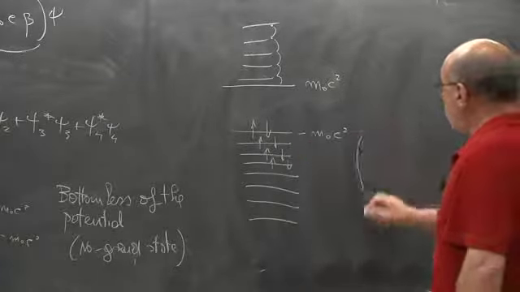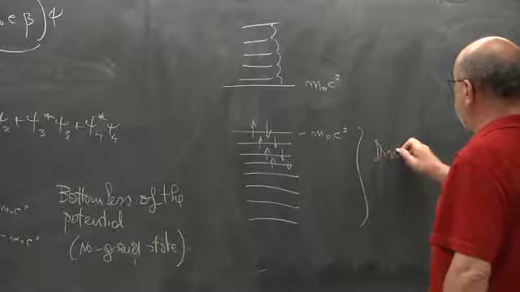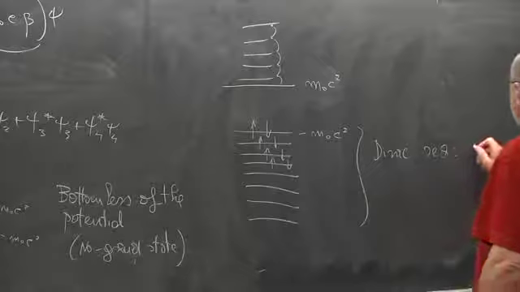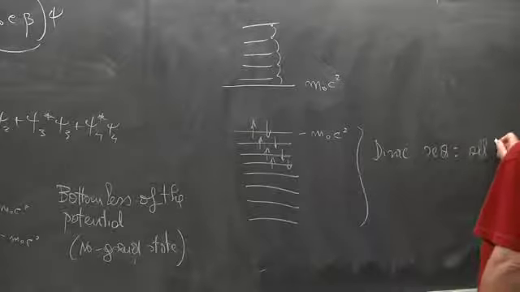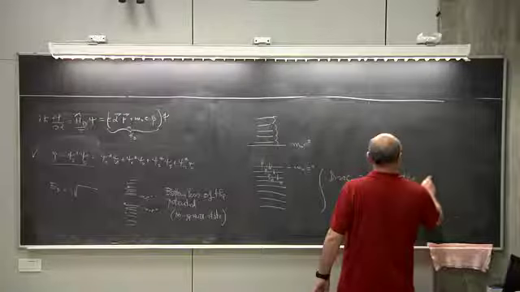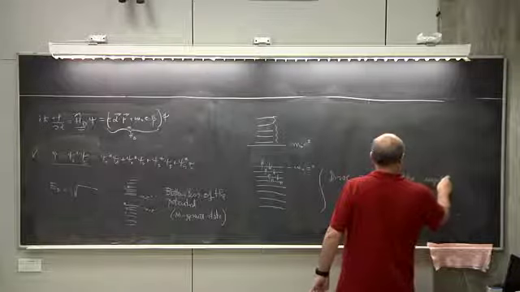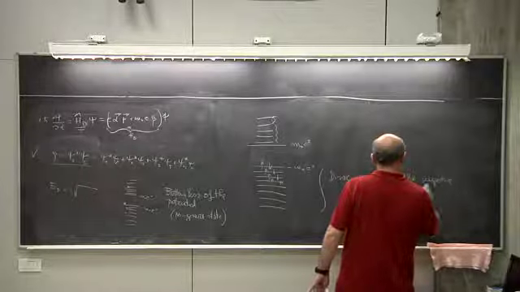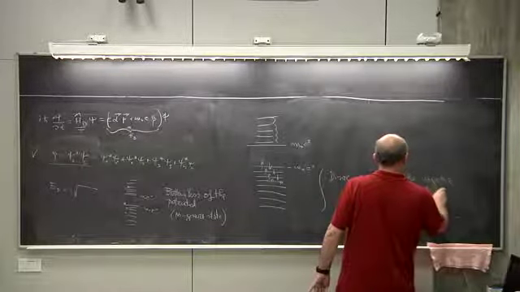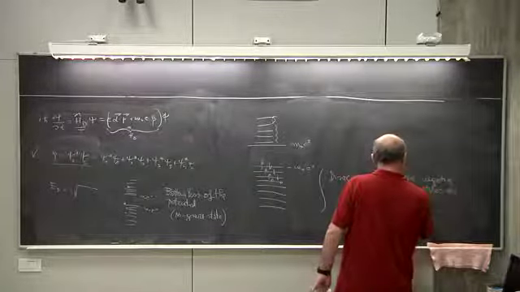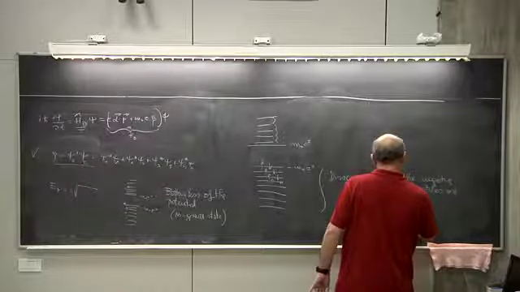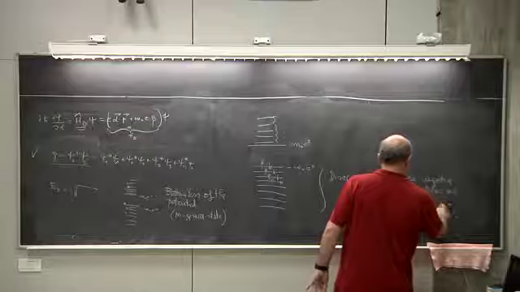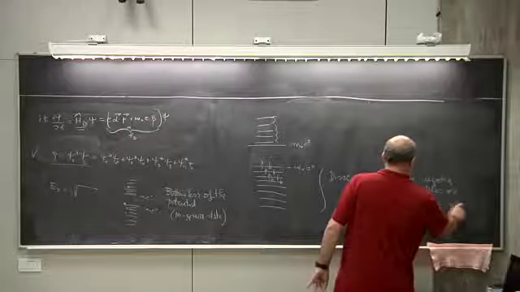So this is called the Dirac sea. The Dirac sea is where all the negative energy states are filled with plus minus 1/2 spin particles.